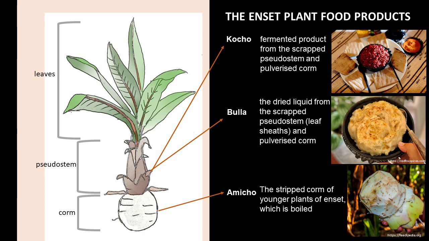So here you've got examples. This is kocho, which is normally turned into a kind of bread and eaten with kitfo, which is raw meat, I would say. And this is the porridge, so the bula. And I still haven't found a good picture of amicho.